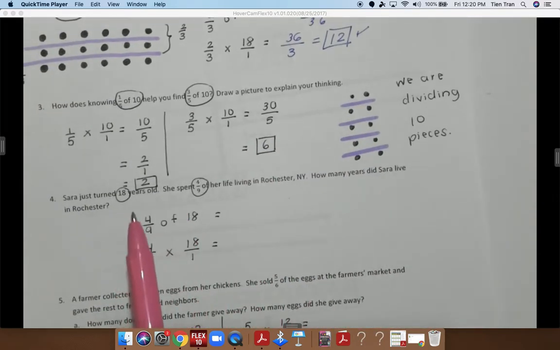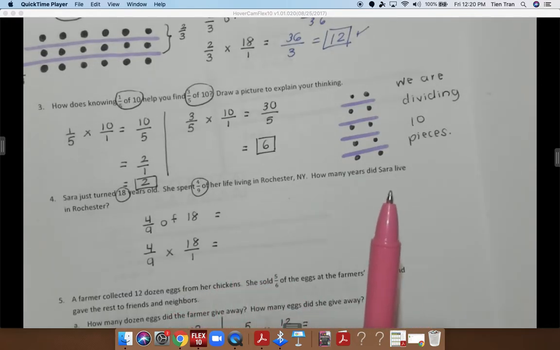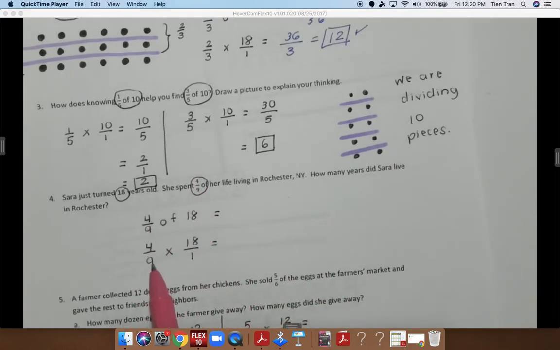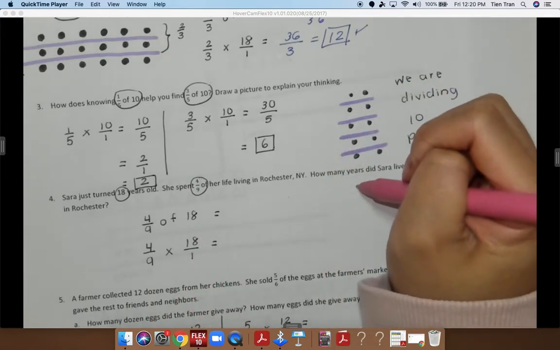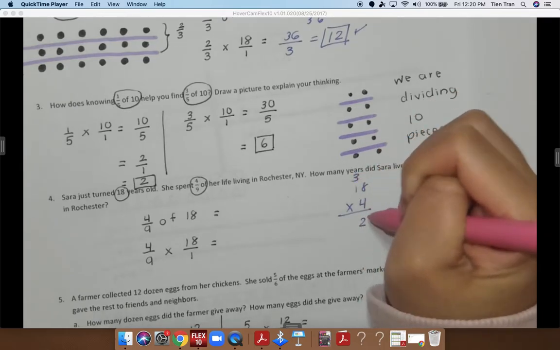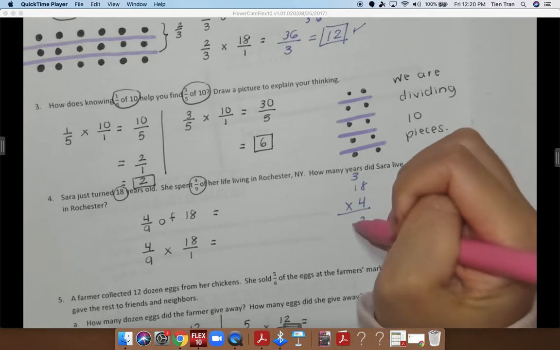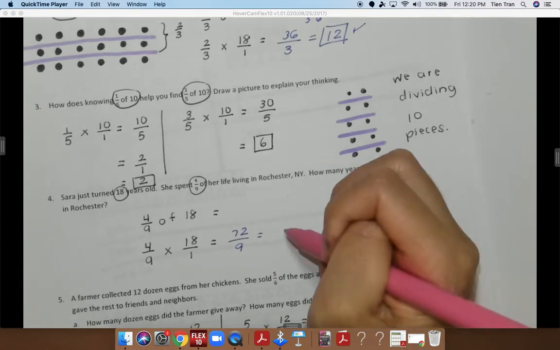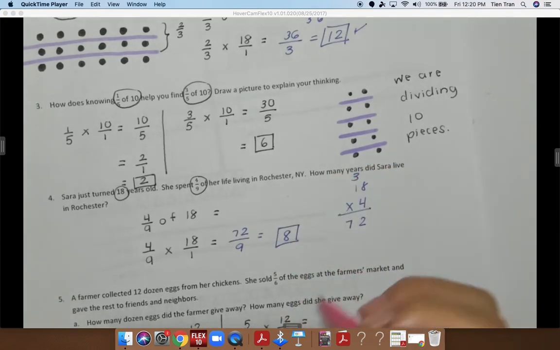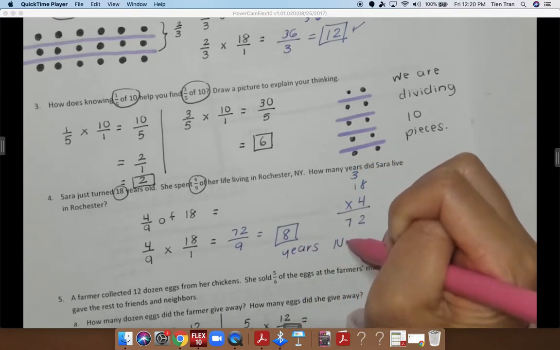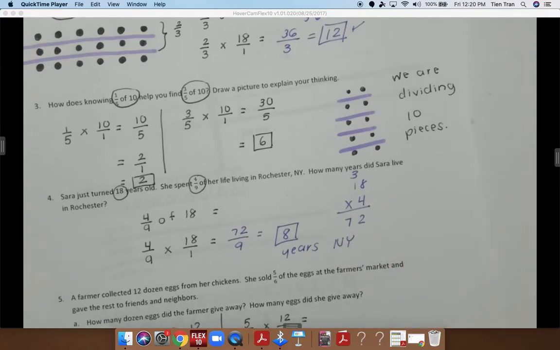Now for problem 4, Sarah just turned 18 years old. She spent 4/9 of her life living in Rochester, New York. How many years has Sarah lived in Rochester? So they're asking you 4/9 of 18. So I would write 4/9 times 18 over 1. I know that 8 times 4 is equal to 32. 4 times 1 is 4, plus 3 is equal to 7. So I have 72 divided by 9. And 72 divided by 9 is equal to 8. So she has been living 8 years in Rochester, New York.